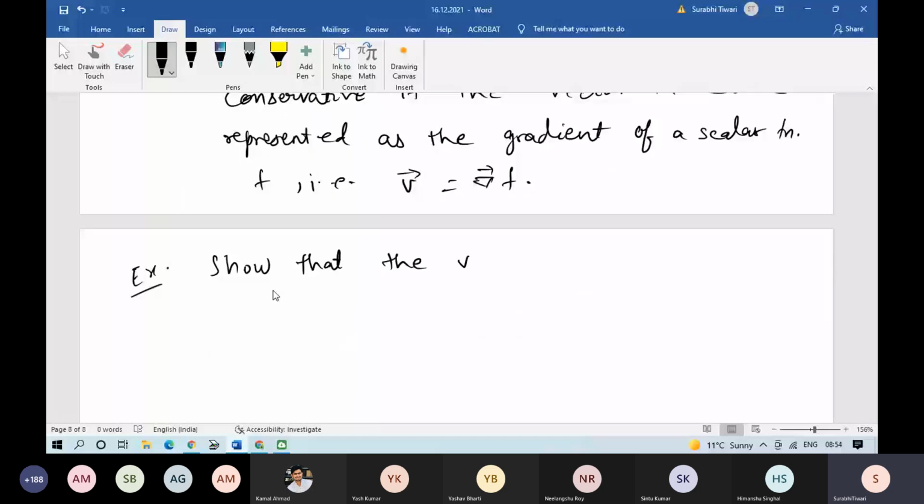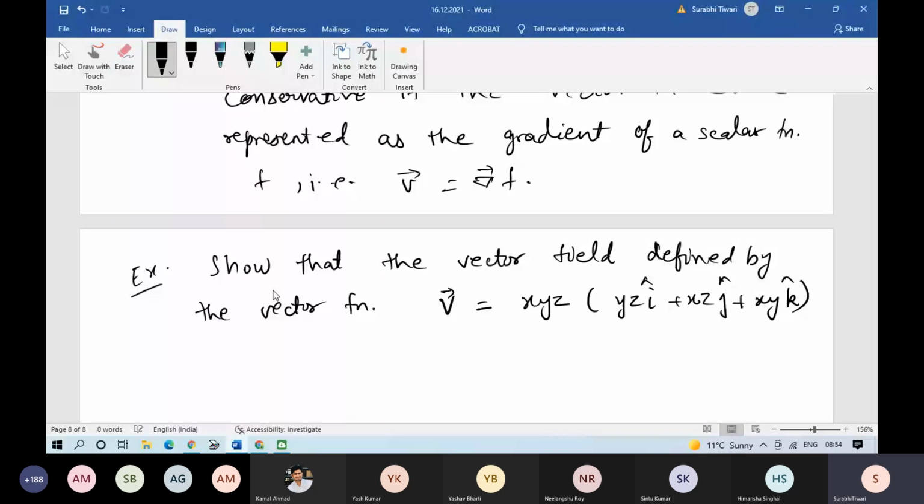Show that the vector field defined by the vector function v is equal to xyz... yz i plus xz j plus xy k, this is the value of v, this is conservative.